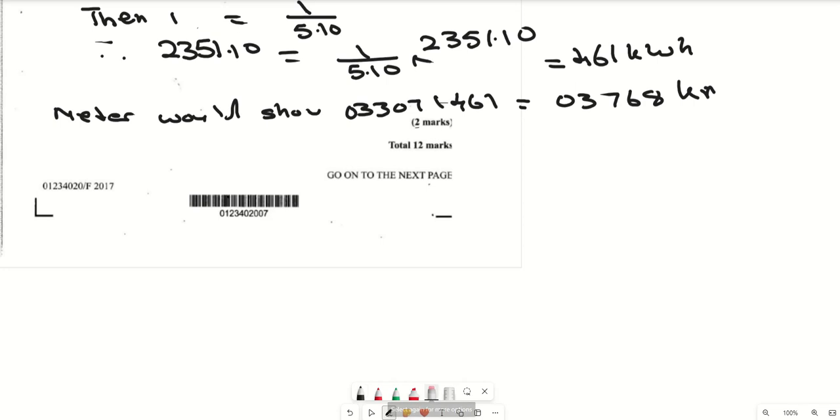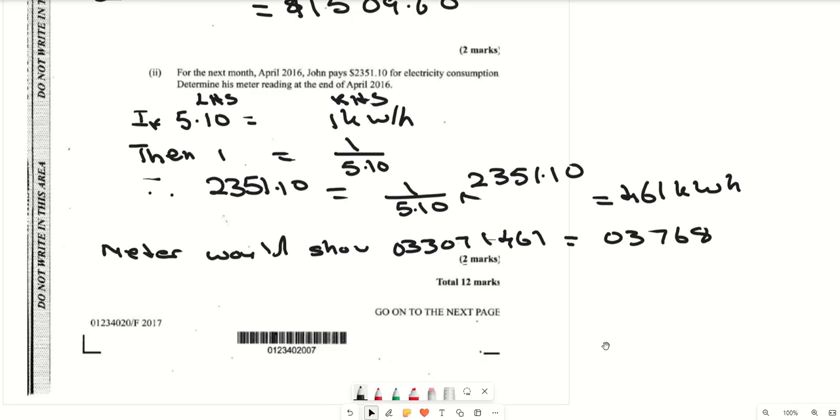Right, and let me erase this. Yes, this is the number that it would show at the end of the month of April. Right, okay, and this is the end of May-June 2017 number 1.